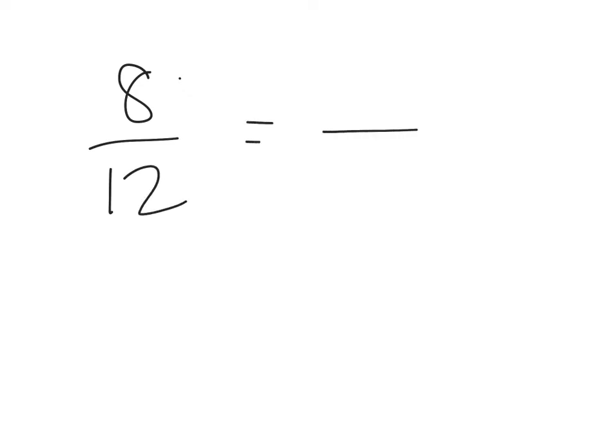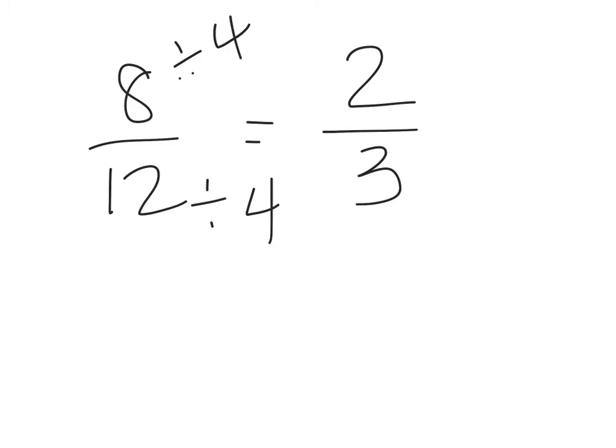what does that equal? Now you need to think about factors fitting in. What's the greatest common factor that 8 and 12 have? They both have 1, obviously. They both have 2, but I think there's a bigger number, 4. So if I divide 8 by 4, I get 2. Whatever you do to the top, you have to do to the bottom. 12 divided by 4 is 3.